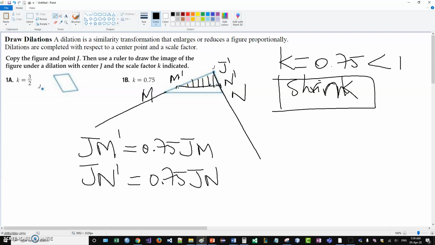As you can see, it's a similar triangle to JMN, but a smaller copy of it. I hope you get the idea. Pause the video and try to do this yourself. We're going to do more examples.